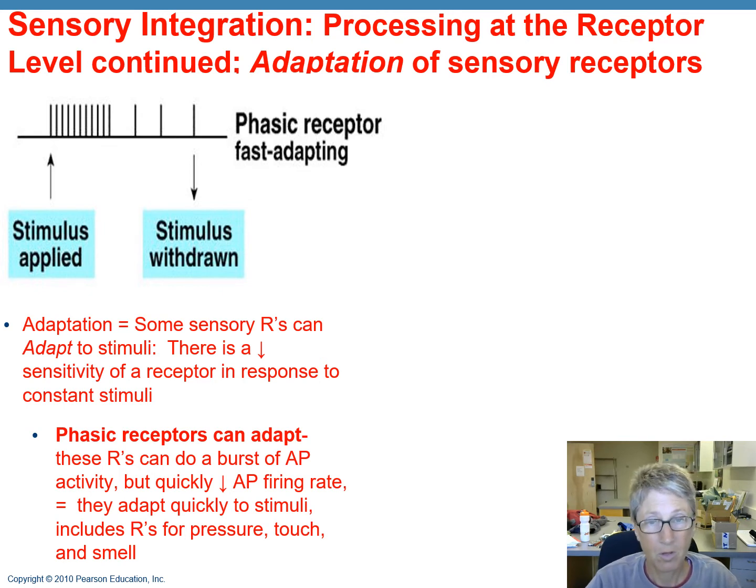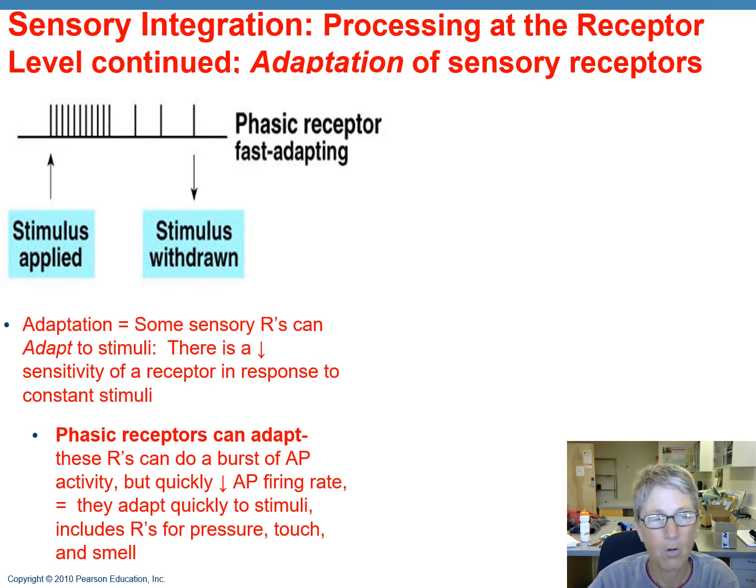We're still going to talk about processing information at the receptor level, but there are 2 concepts about what sensory receptors can do. Sensory receptors can adapt to stimuli. For example, if you had your shirt on all day, you don't really notice that the shirt is touching your skin because your sensory receptors in your skin have adapted to that shirt being on your skin.